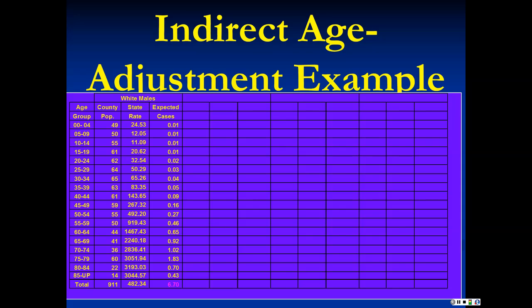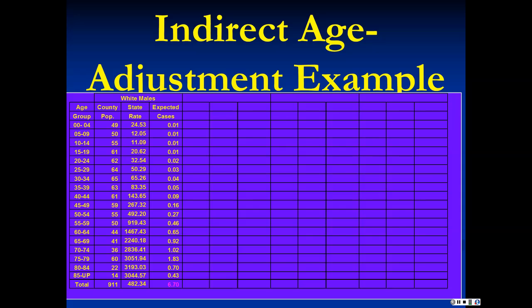Now when we do indirect age adjustment, I just show an example, and the table is already made up. I do one race-sex stratum at a time. So I'll start with the white males, and I'm also going to show white females, black males, and black females in these different panels. This is just a made-up example using data from a fictitious county somewhere in Indiana.